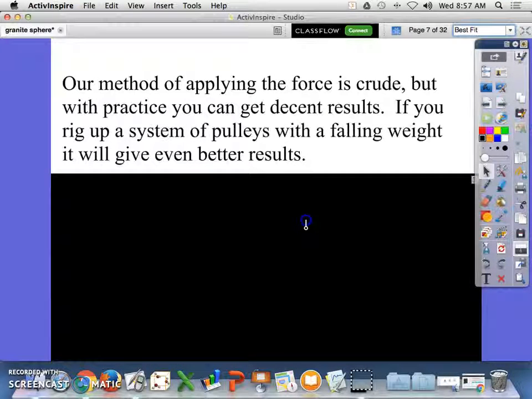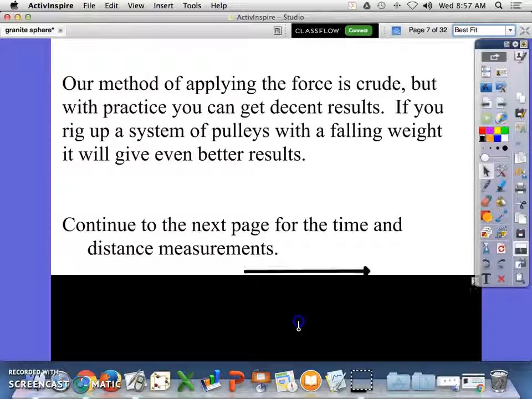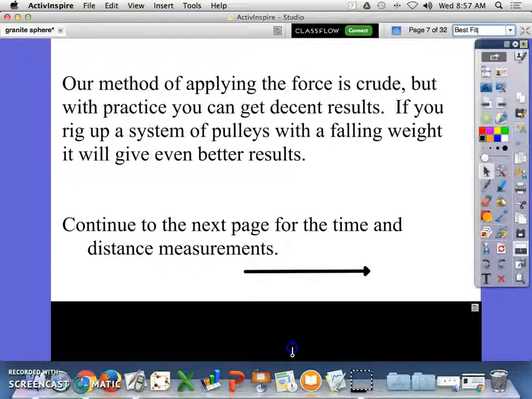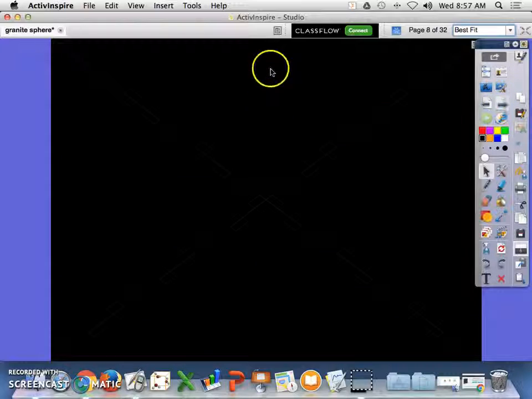Our method of applying the force is crude, but with practice, after 2 or 3 trials, you can get decent results. You could, I suppose, rig up a system of pulleys with a falling weight. That would give you a little better results, but this works just fine with some practice. So we're going to show you the time and distance measurements and how we got that.